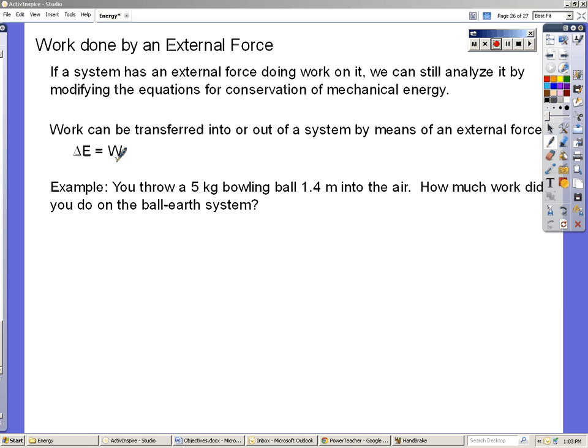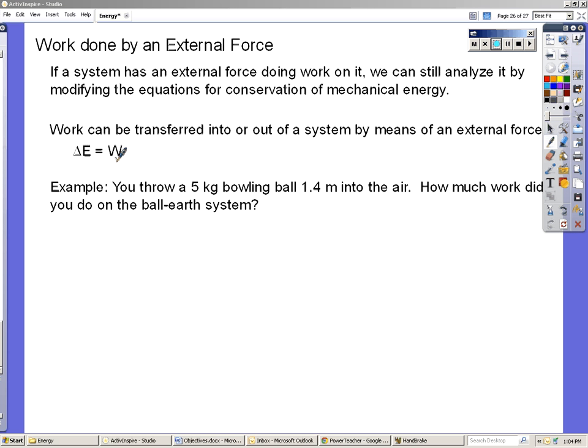So, quick example. Let's say you throw a 5 kilogram bowling ball 1.4 meters into the air. Don't ask me why you're doing this. You're crazy. Anyway, the question is, how much work did you do on the ball-Earth system? Notice that I had to put the Earth in the system, or at least the Earth's gravitational field, so that gravity can be an internal force when we talk about potential energy.